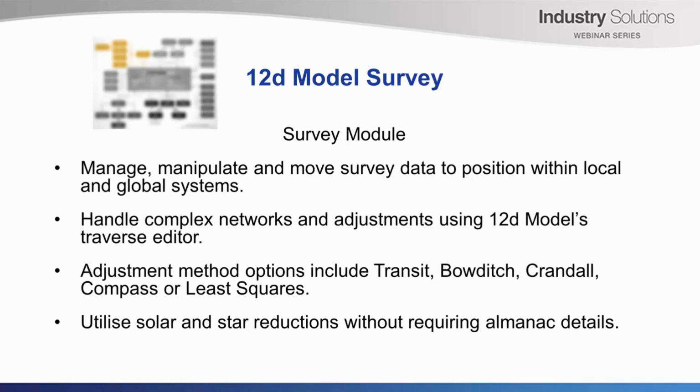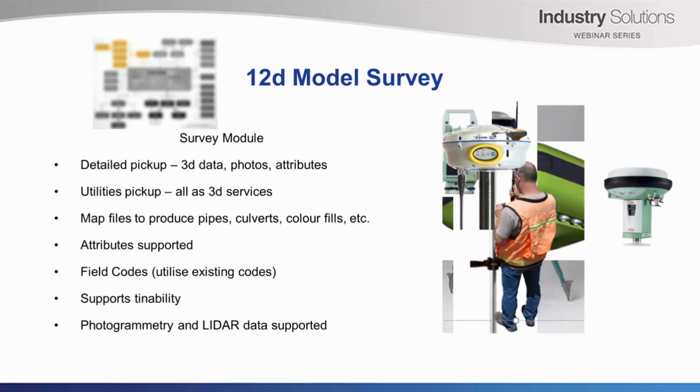You can handle complex networks and adjustments using 12D Model's Travis editor. Adjustment method options include transit, Bowditch, Crandall, compass or least squares. You can utilise solar and star reductions without requiring almanac details.